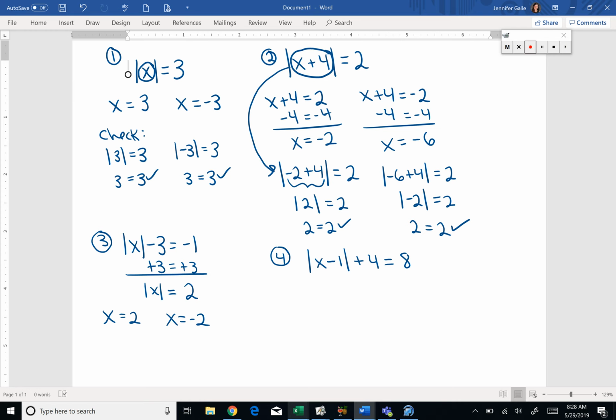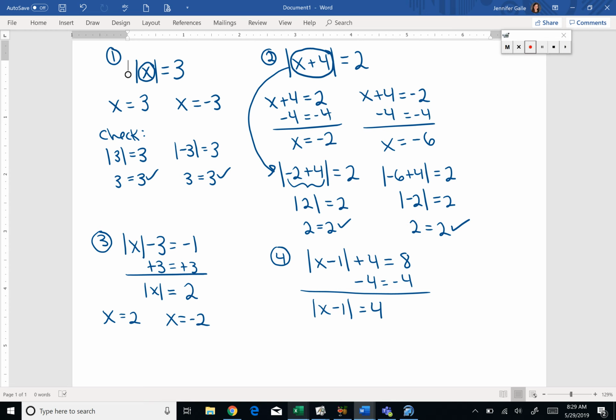Saw a lot of really, really good first steps. I see a lot of you knowing I've got to clear that 4 out of there. To undo addition, I'm seeing a lot of people subtracting 4 as their first step, and that's exactly what you need to do. Priority 1, get the absolute value bars by themselves. And that's what a lot of you did, and that's an awesome first step.